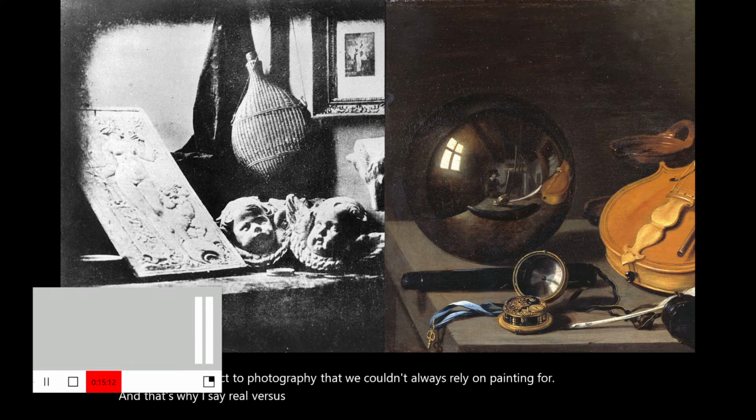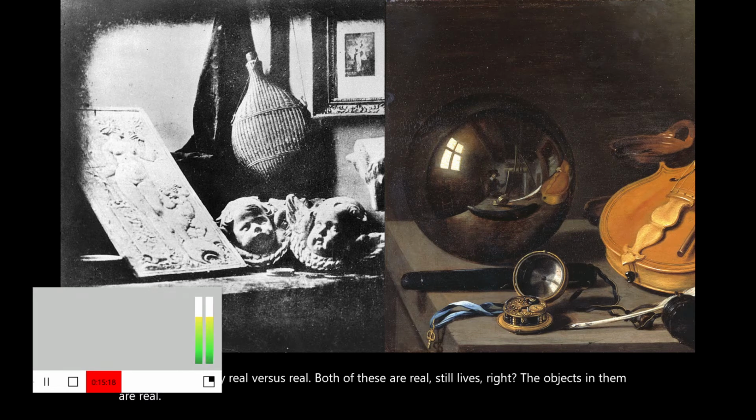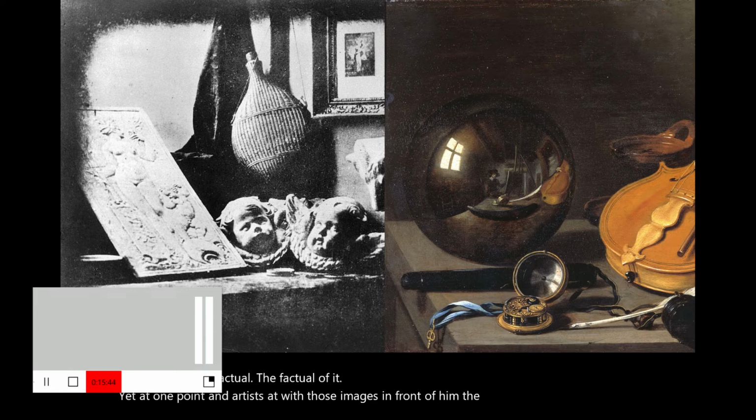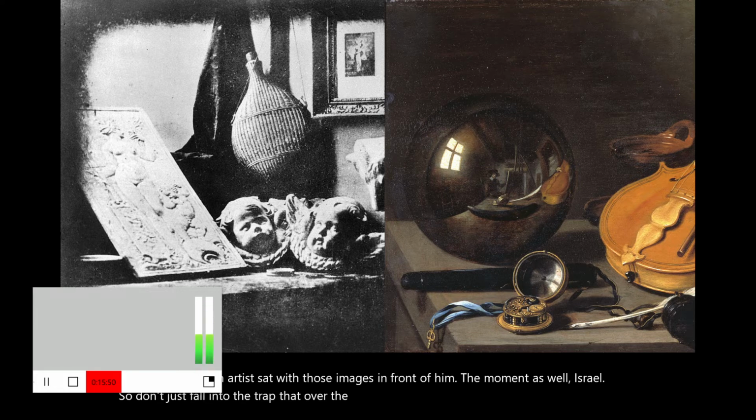Both of these are real still lifes, right? The objects in them are real. One, though, is now paint on canvas, panel, excuse me. The other is light and dark on a silver plate. That's the real, the actual, the factual of it. Yet at one point, an artist sat with those images in front of him. The moment, as well, is real. So don't just fall into the trap that, oh, it's a photograph, therefore it's more real than the painting. Both of them are real artistic moments.